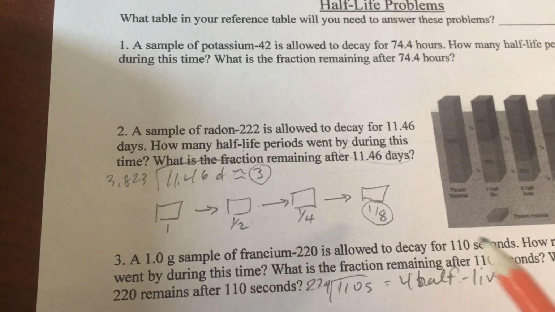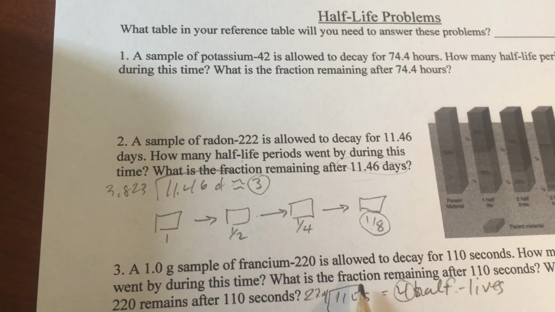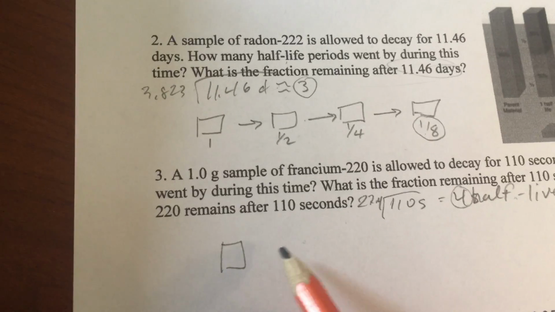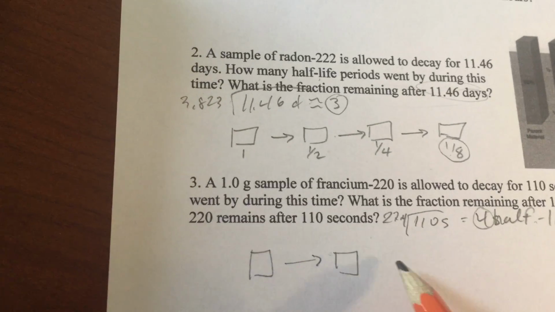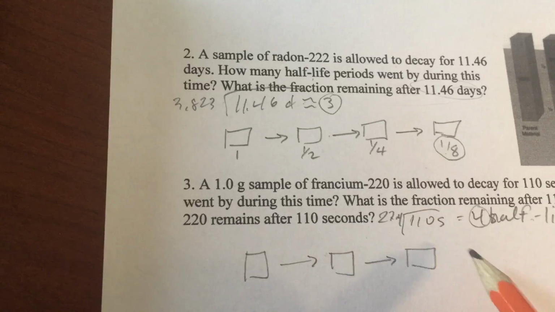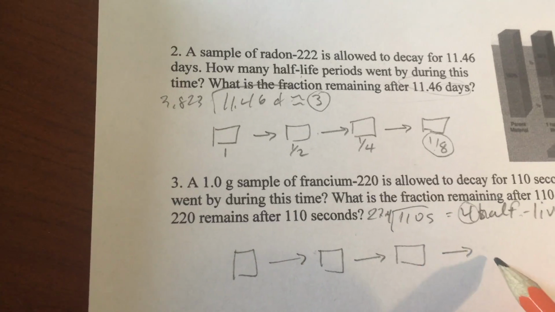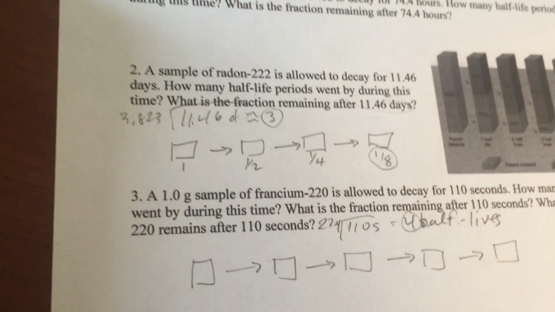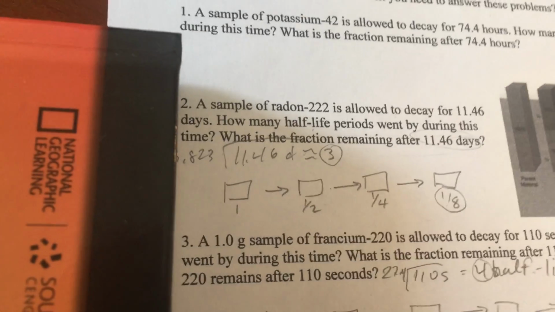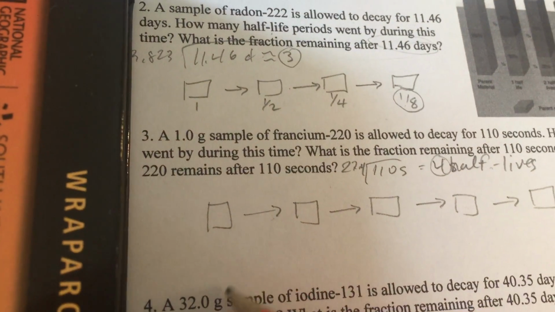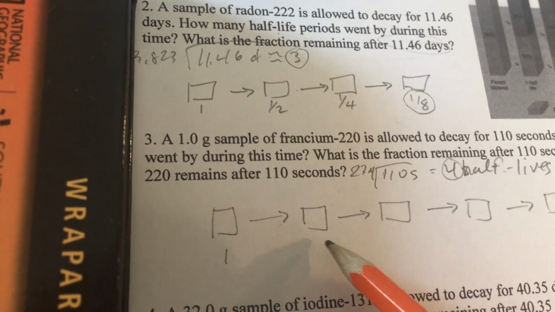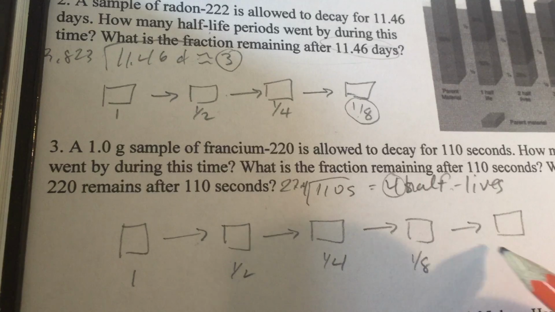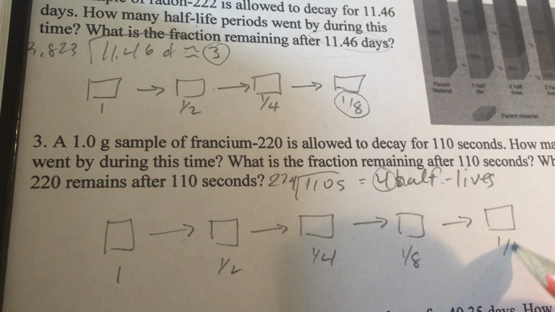So how many half-life periods went by? 4 is my first answer. What is the fraction remaining? So if I start with a whole, I get a half the first time, a quarter the second, 1/8, and then a 16th. So I start with a whole, half, quarter, 1/8, and 1/16.